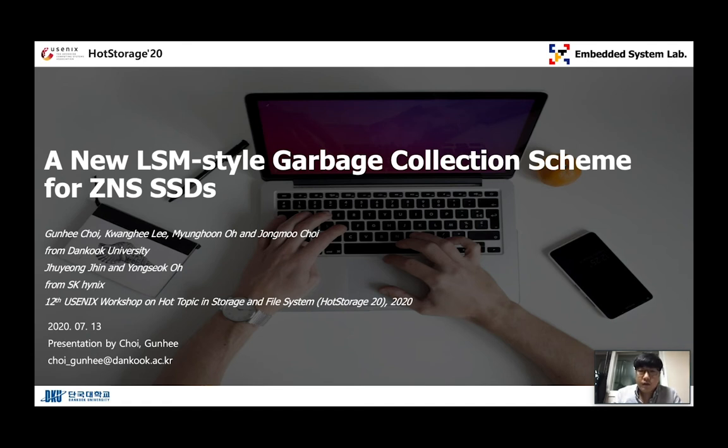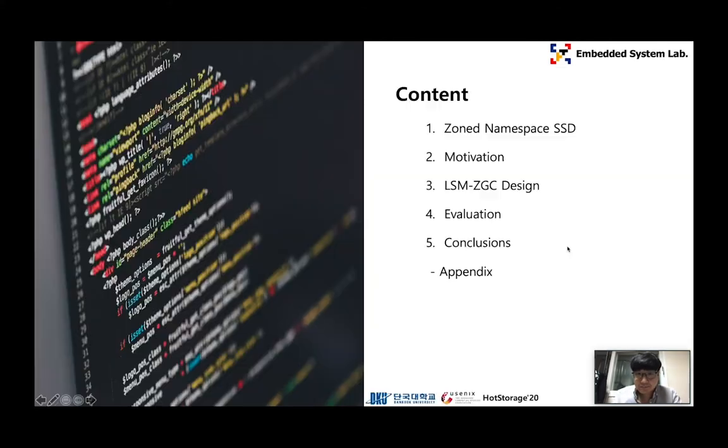Today I will talk about a new LSM-style garbage collection scheme for ZNS SSD. This is a joint work conducted in cooperation with Dankook University and SK Hynix.